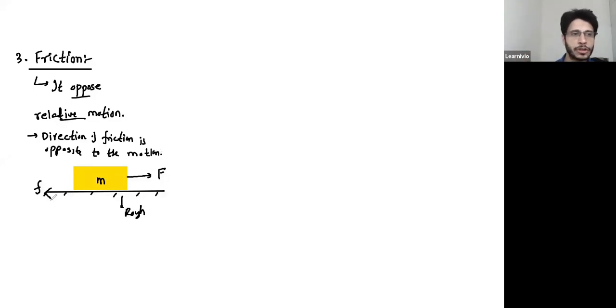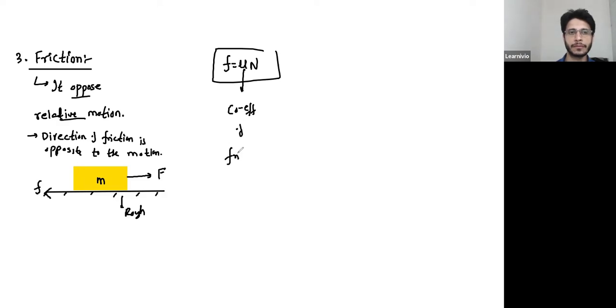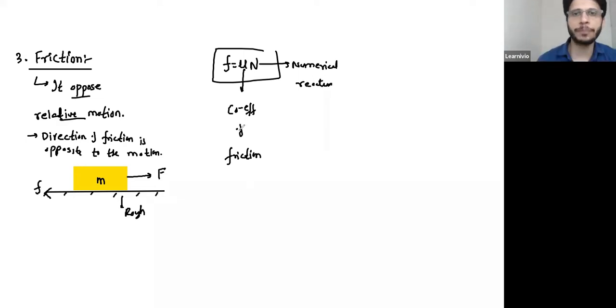So that's friction. Now, how to calculate friction? The calculation is very simple. Friction is just coefficient of friction multiplied by normal reaction. This is known as coefficient of friction, and this N is normal reaction.